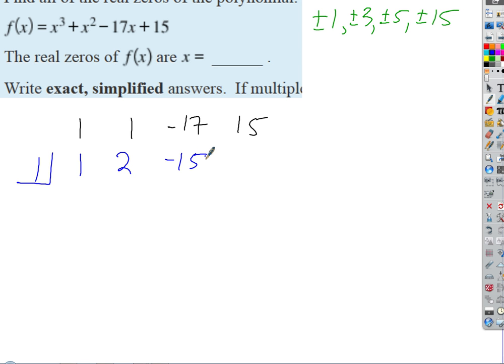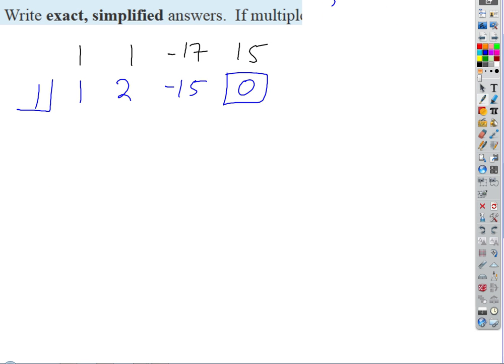1 times negative 15 is, plus 15, 0. So we got it. We got lucky, got it on the first try. So 1 was successful. Now, do we have to go any further? It's quadratic. If we're just trying to find the real zeros, then if they're imaginary, we don't have to mess with them this time.